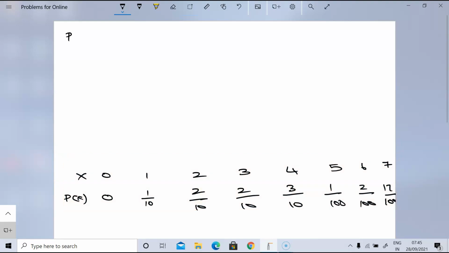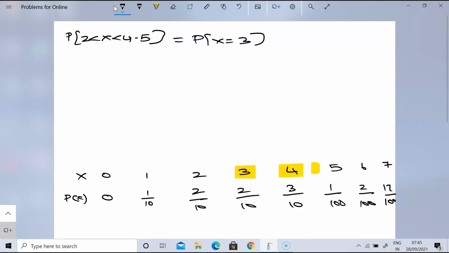First, the numerator. If you see, probability of 2 less than x less than 4.5. Now you choose what are all the numbers more than 2 and less than 4.5. So more than 2, 3 is there, 4 is there, and less than 4.5 means 4.5 is somewhere here, so I can include 4. So what does it mean? This is equal to probability of x equal to 3 plus probability of x equal to 4. What is probability of x equal to 3 and x equal to 4? It is 2 by 10 plus 3 by 10. It is 5 by 10. Okay, so I have found just the numerator.